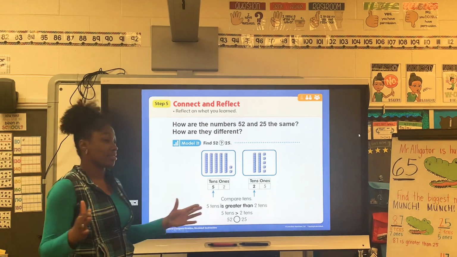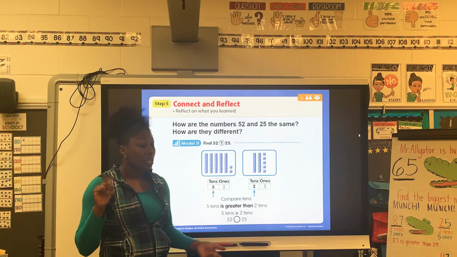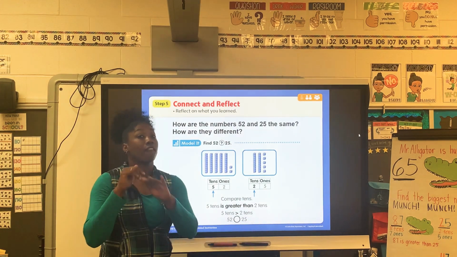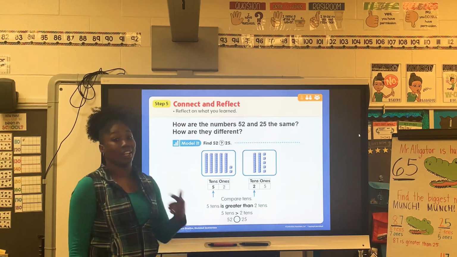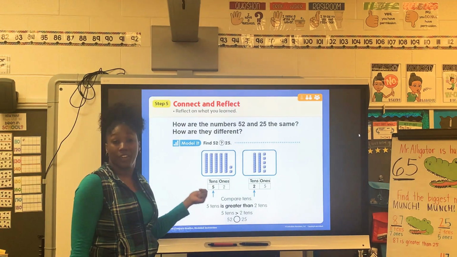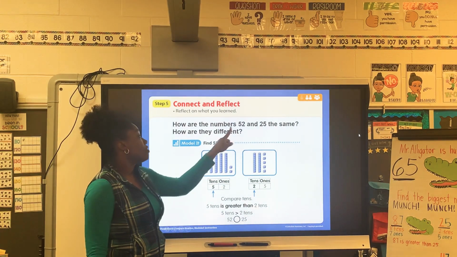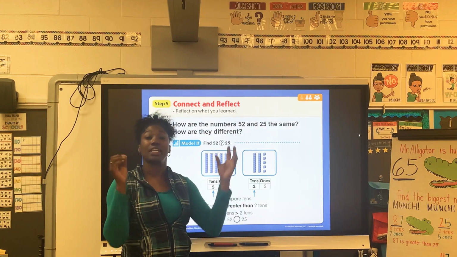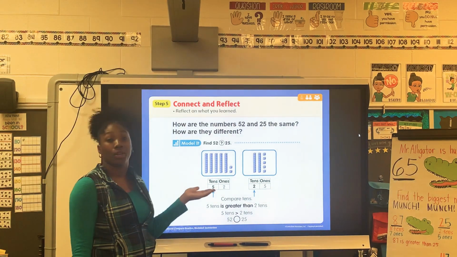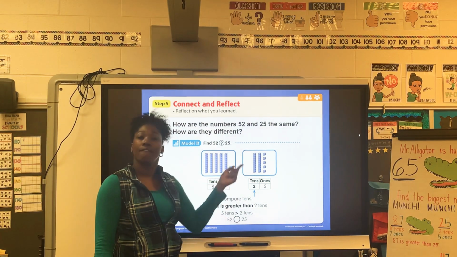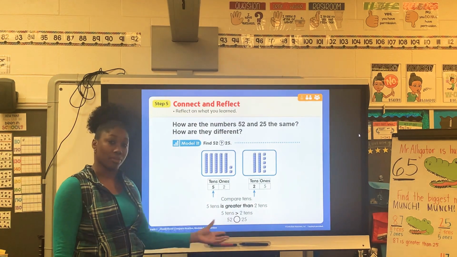Now when you think about this, think about Skittles, because I love some Skittles. 52 and 25. Would you want 52 Skittles or would you want 25 Skittles? Well, if you like Skittles like me, you would definitely want the 52 Skittles because that is a greater number. It is bigger, okay? So these numbers are the same. They're just in different places, which makes that number a totally different number. It makes the value different. So 52 is greater than our 25. And we can look at the place value to double check our answers, okay?